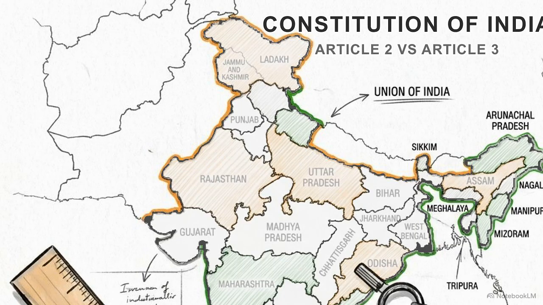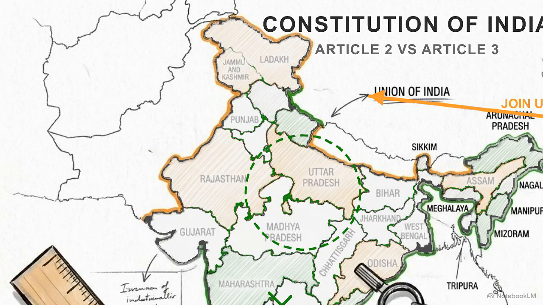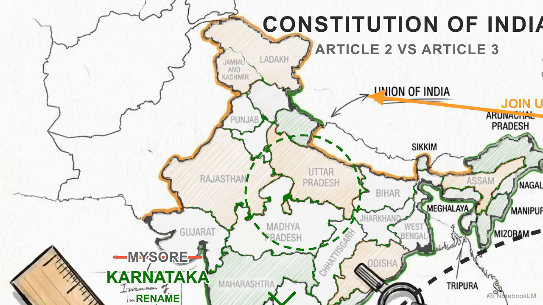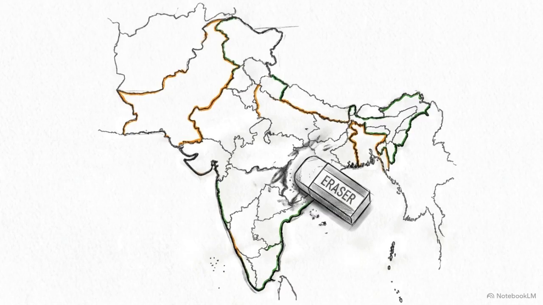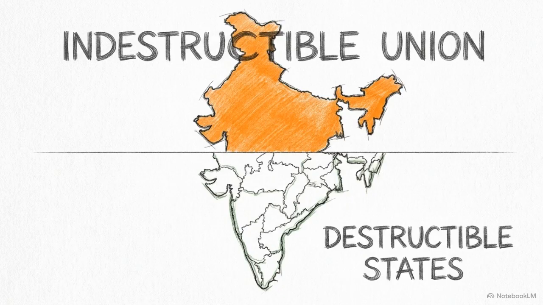Article 2 is strictly external. It allows Parliament to admit or establish new states that were not previously part of the country. Article 3, meanwhile, is strictly internal. It authorizes Parliament to form new states by separating territory, to alter existing boundaries, or even to change a state's name without its consent. Because Parliament can unilaterally erase or redraw state borders, the Constitution does not guarantee the continued existence of any state. This makes India an indestructible union composed of destructible states.